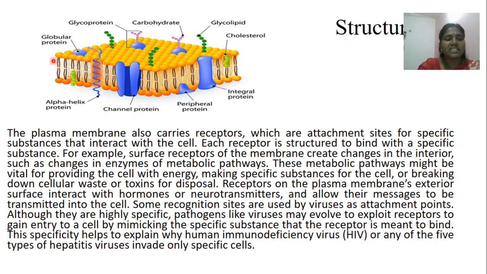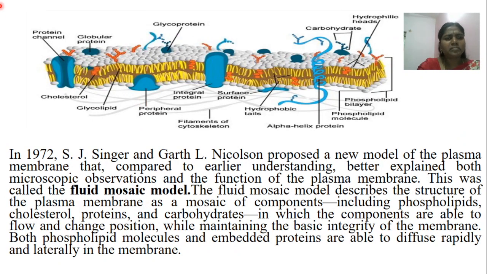This specificity helps to explain why the human immunodeficiency virus or other types of hepatitis viruses invade only specific cells. This is again the double membrane structure, where you can see membrane proteins. They are globular proteins and glycoproteins, which are attached with a carbohydrate moiety, and there are the glycolipids, and this is cholesterol, which is present in the hydrophobic region. Okay, and this is the structure of the plasma membrane.